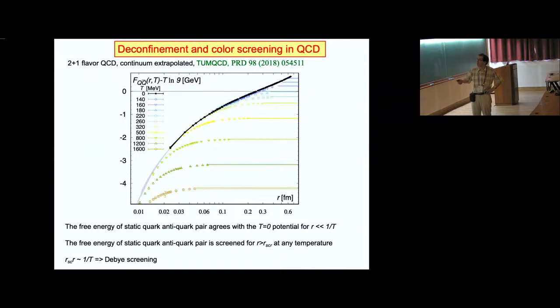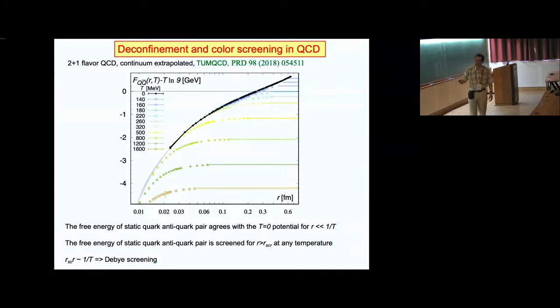At large distances, of course, the free energy becomes independent of the distance. That means that you screen the color charges, so beyond some distance, the color charges don't talk to each other, and therefore the free energy is independent of R. It's completely screened, and you're dealing with two individual static charges in Quark-Gluon Plasma, which are screened separately.